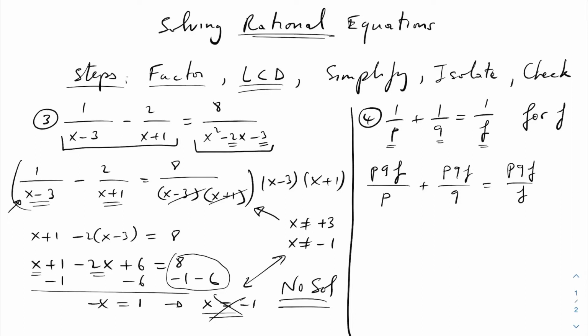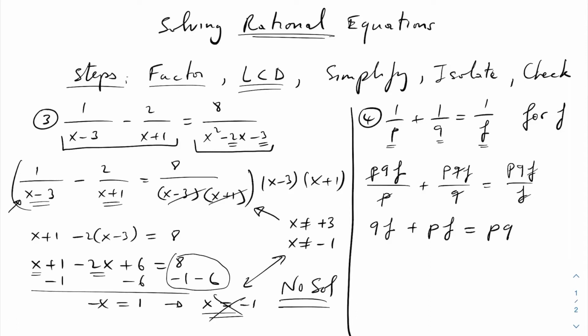And so now we can go ahead and just cancel out every single factor that happens on the denominator and the numerator. So on the first one here, P will be gone. So you're going to have Q and F left. The next one here, Q will be gone. So you're going to have P and F left. And then the next one here, F is gone. So you have P and Q left.